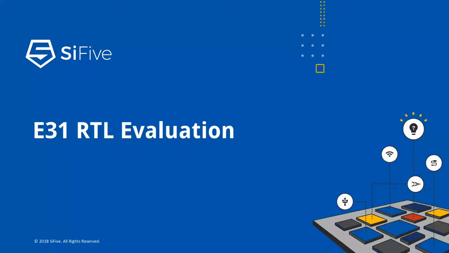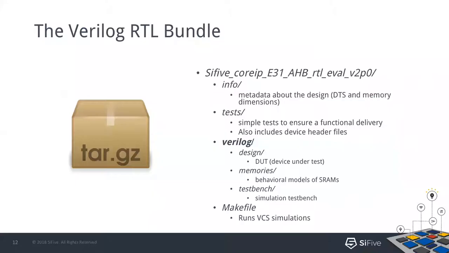Okay, so now let's take a closer look at the E31 RTL evaluation, starting off with the actual RTL bundle. Once you untar the bundle, there are a number of folders and files, and we'll step through those quickly here. The info folder contains metadata about the design, things like the memory dimensions, which we'll talk about in a few slides, as well as a DTS file outlining the exact configuration of the E31 core itself.